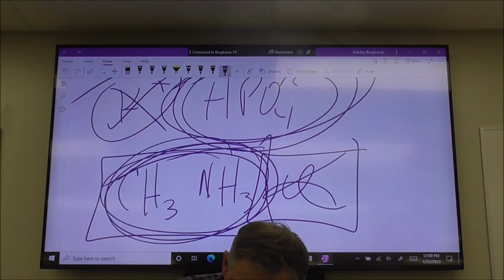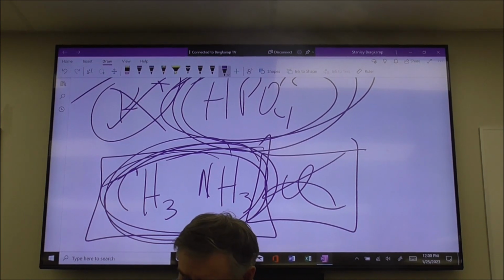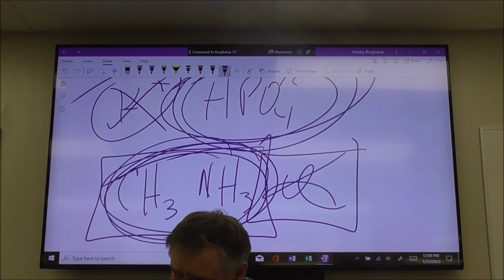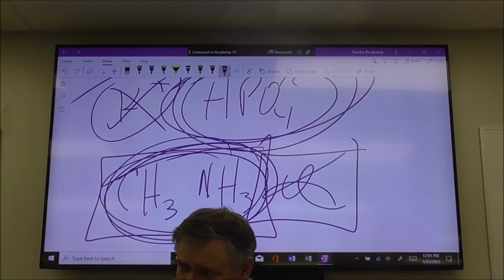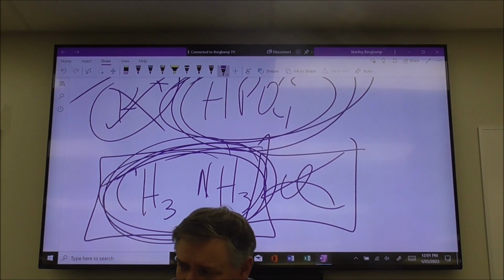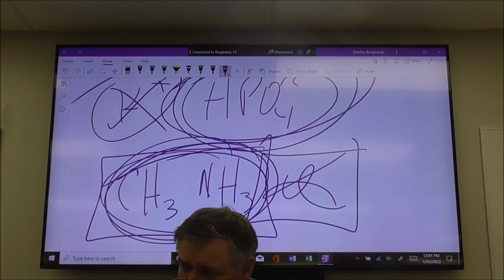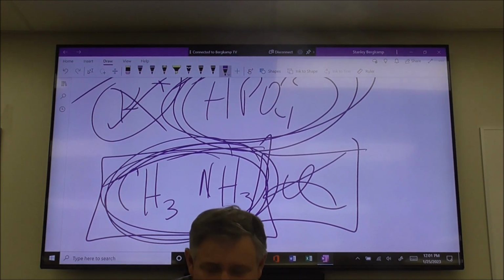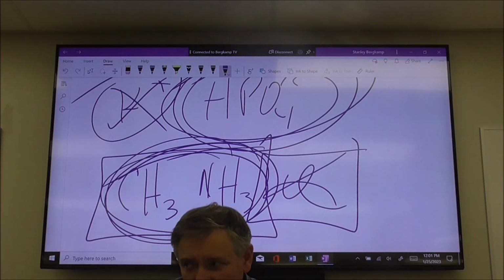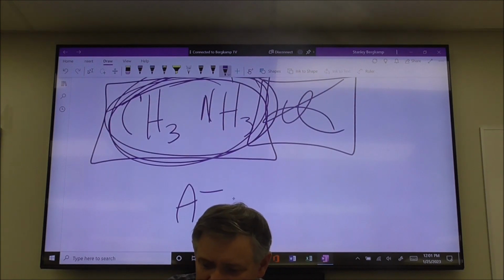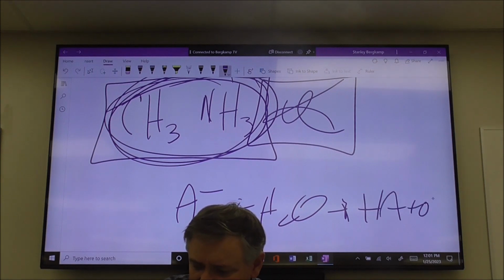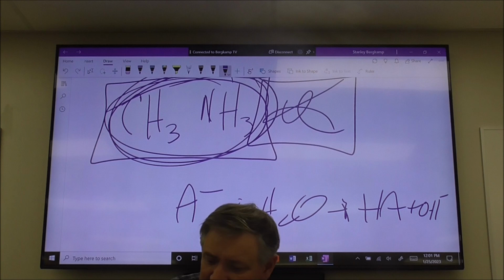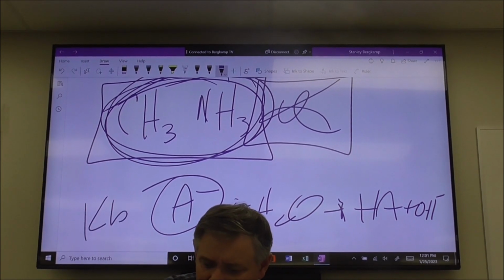You had 50 milliliters of the acid. You added 100 milliliters of the base. 150. Yes. Okay. So that's 0.067, the concentration of your anions. That's going to react with the water to reform the acid and hydroxide ions. So now it's acting as a base, so now you have to find that Kb value.